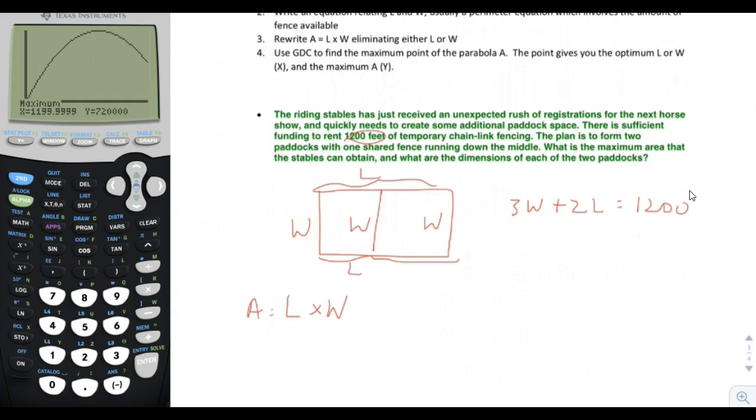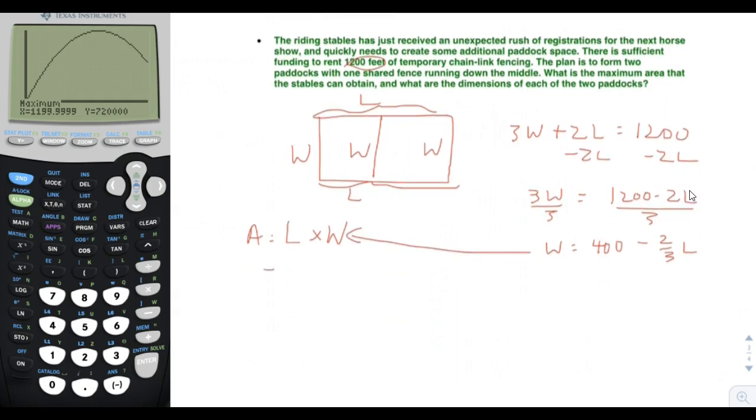Okay, now we're going to try to get rid of W, so let's solve for W. We're going to subtract 2L from both sides. We're going to put all the W's on the left side, all the L's on the right side. We get 1200 minus 2L equals 3W. Now we can get rid of the 3 by dividing both sides by 3, and that means W equals 400 minus 2/3 L. And now we're going to put the W into there. And now we're going to have area equals length times, and then it's 400 minus 2/3 L.